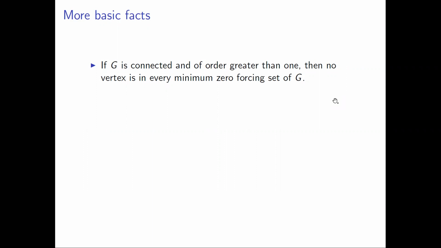Here are a few other basic facts about zero forcing. So if we have a connected graph G of order greater than 1, then no vertex is going to be in every minimum zero forcing set of the graph. So if you think about all the families of graphs that we saw so far, all of them were connected and had order greater than 1, and every vertex in those graphs was excluded from some minimum zero forcing set.